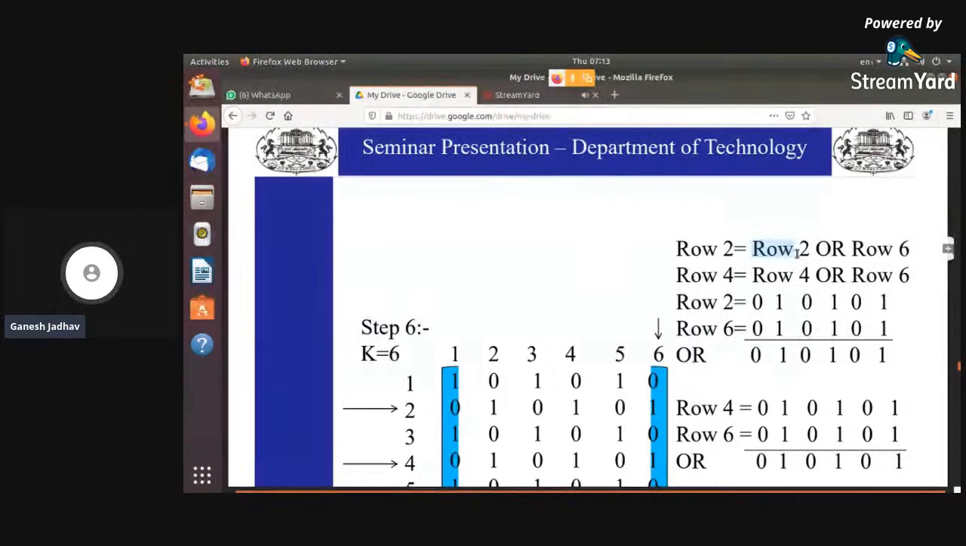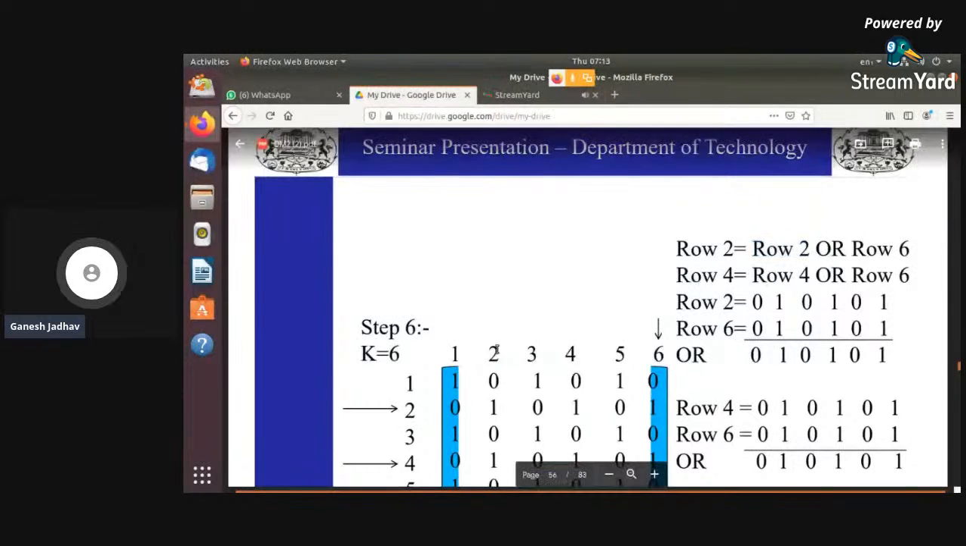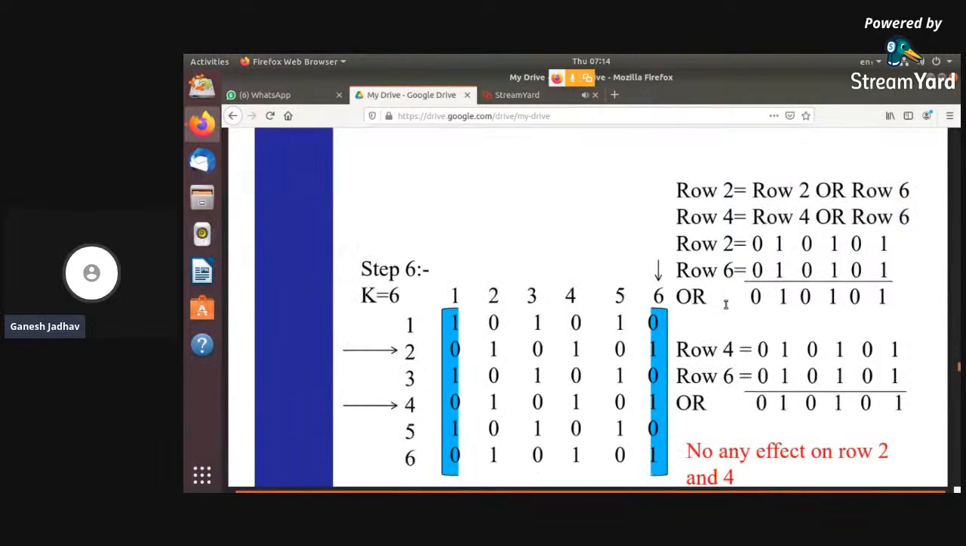So in the row 2 operation, it is row 2 OR row 6. Why is it row 6? Because k is equal to 6. And row 4 OR row 6. Why is it row 6? K is 6. And why is it 4? Because here is 1.